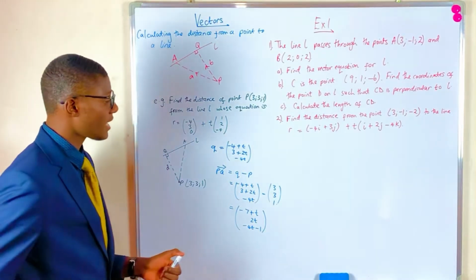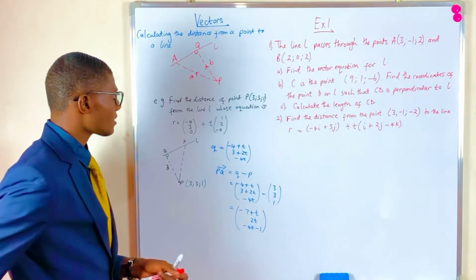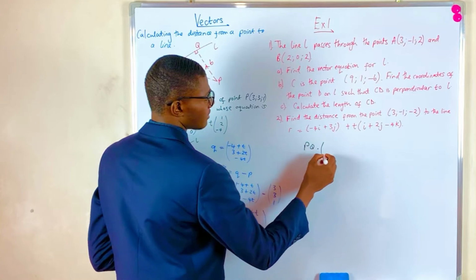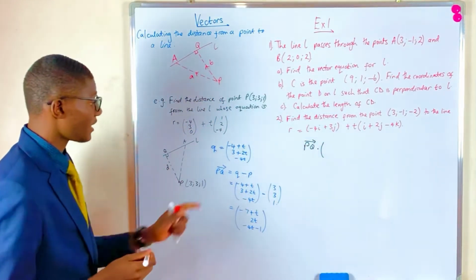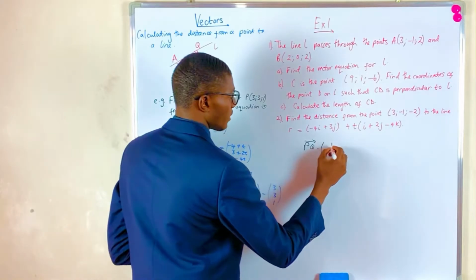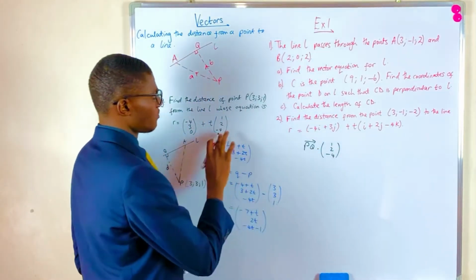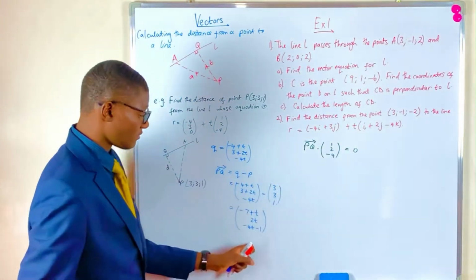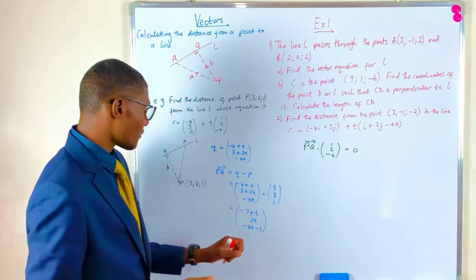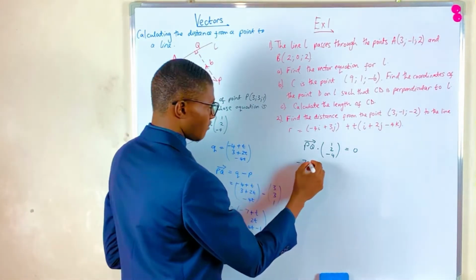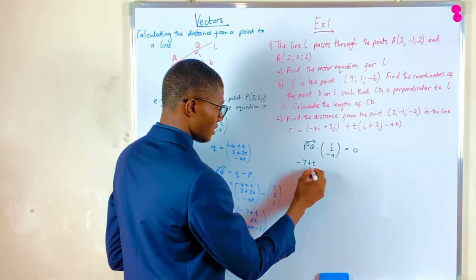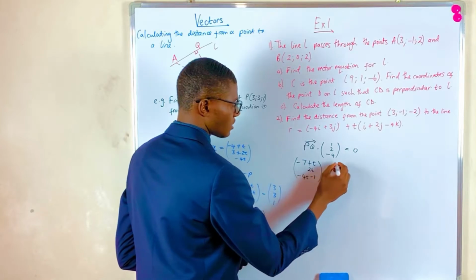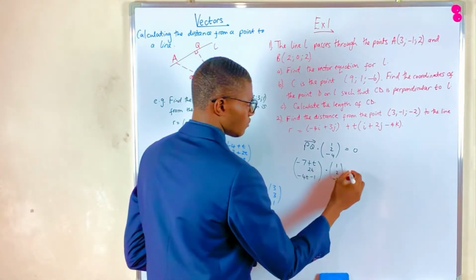which implies that the scalar product of vector PQ and the direction vector of line L, which is (1, 2, -4), should give us 0. So this is going to help us calculate the value of t, because now we know PQ already. So (-7 + t, 2t, -4t - 1) dot (1, 2, -4) should give us 0.